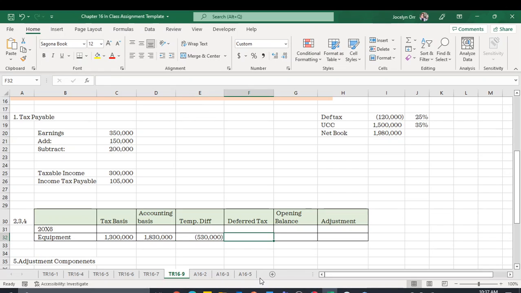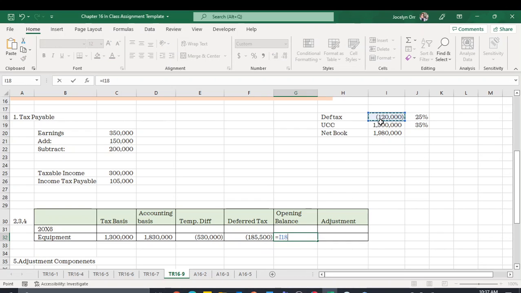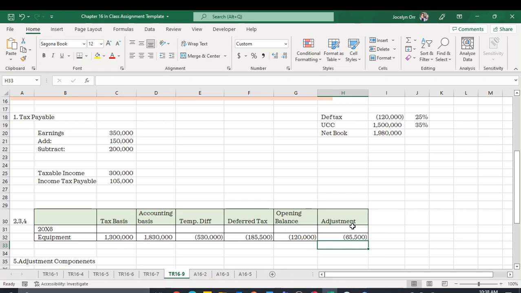A temporary difference of $530,000 multiplied by our 35% tax rate. We know that we had an opening balance of $120,000, again, a credit, so in parentheses, which means that the adjustment we need to make is going to be $65,500. So that is still a liability. It is a credit balance.